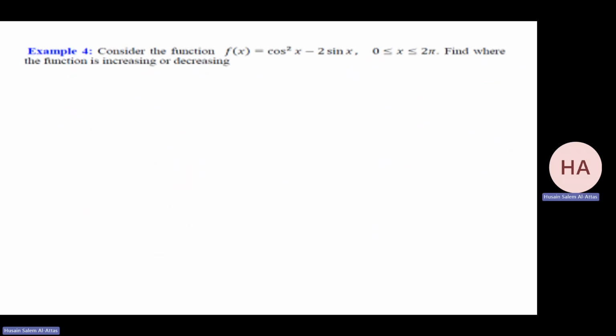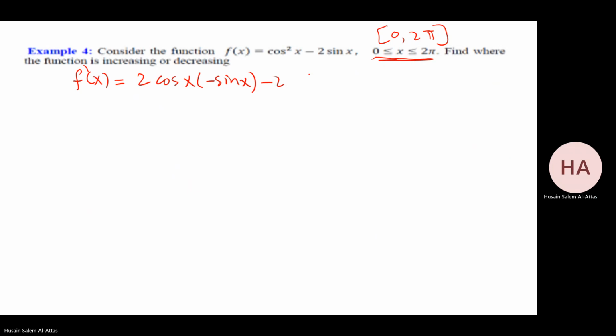Okay. Now we're taking more difficult functions or more interesting functions. This is my domain, which is between 0 to 2 pi. Okay. So I'll find f prime. That will be 2 cosine x times minus sine x minus 2 sine x. And I can take minus 2 cosine x common factor. The remaining is sine x plus 1. Yes, be careful. This is my f prime with the minus sign.